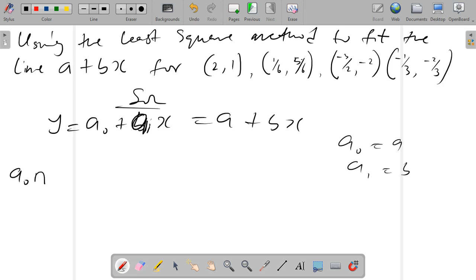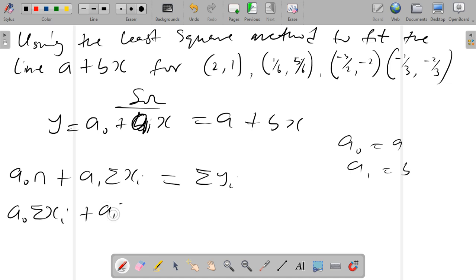A0 n. Then the next one will now be what? A1 summation xi is equal to summation yi. The next is to multiply every term by xi. But don't forget that the first term will not have summation. So this one will not change, a0, instead of this it will be summation xi. You understand? Plus here will be a1 summation x squared i, equal to summation xi yi. Okay, I think that is how the two equations will look.